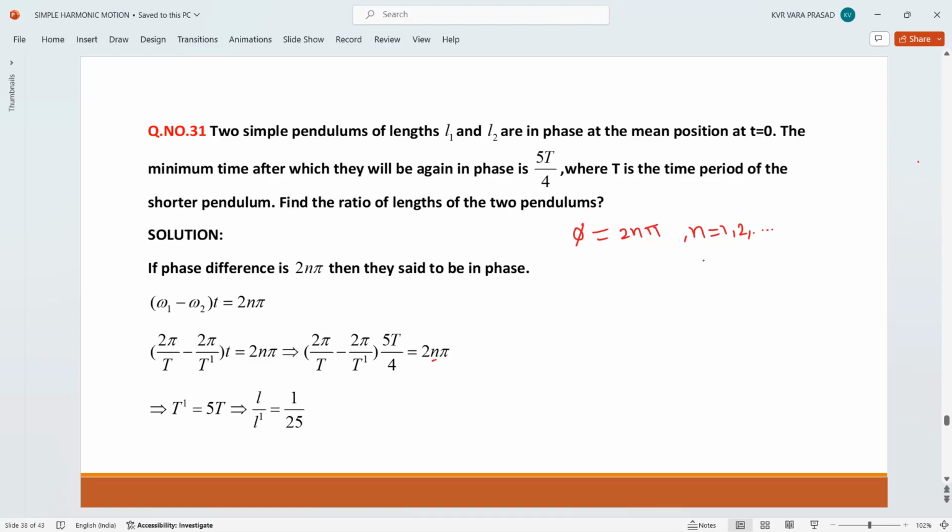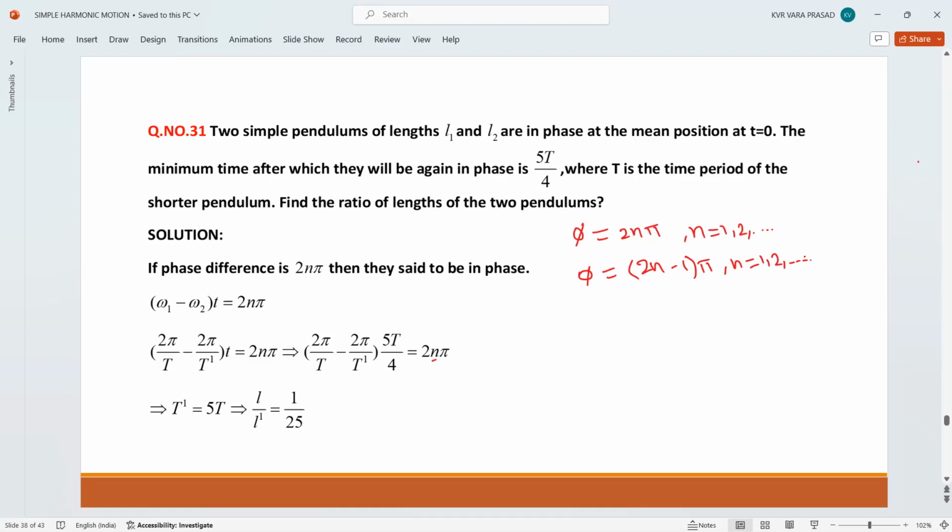If the phase difference is equal to (2n minus 1) into pi, where n equal to 1, 2, 3 and so on, that means the phase difference equal to pi, 3 pi, 5 pi and so on, then they are said to be out of phase.